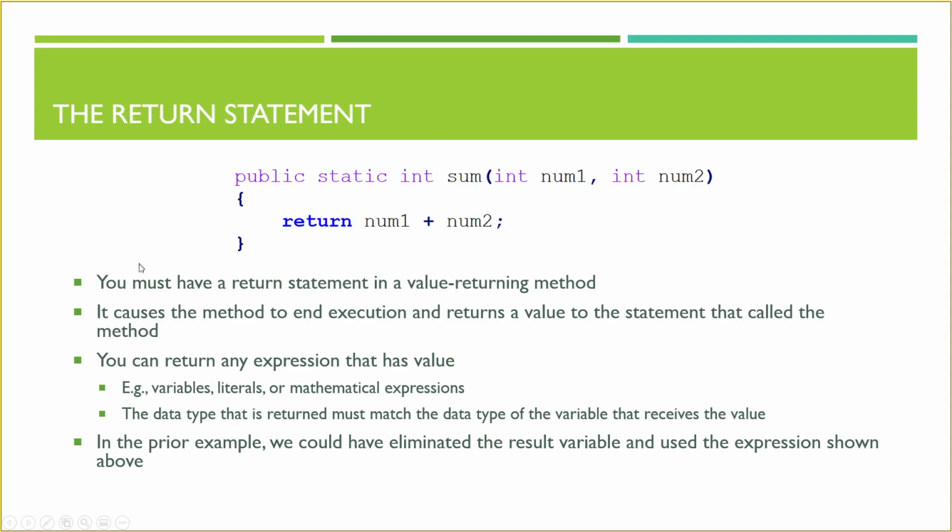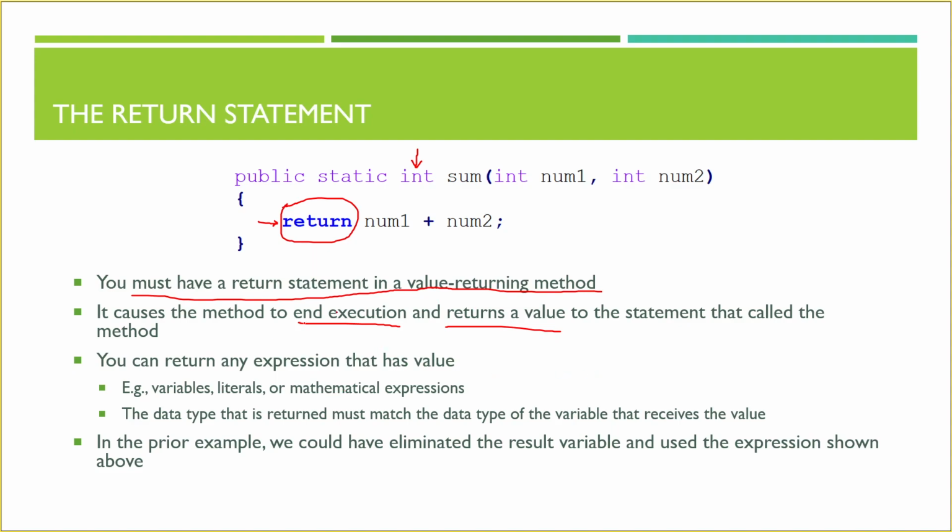So the return statement, you must have a return statement in a value returning method. That's very important. If you don't have this return statement with the return keyword, you'll get an error. Your code won't compile. Because when you say public static int, Java looks for, okay, you're saying you're going to return an integer. Do you actually return an integer in this method body? So that's why you need the return statement. The return statement causes the method to end execution, so that's why we put it at the end of the method, and it returns a value to the statement that called the method.